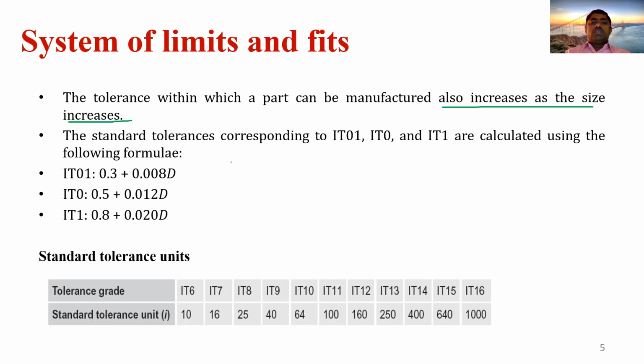So the standard tolerances: the relation between the tolerance grade and diameter. IT01 is 0.3 plus 0.008 D. For the IT0 tolerance grade, we have the linear relationship 0.5 plus 0.012 D. Similarly, for IT1, it is 0.8 plus 0.02 D. For the remaining IT6 to IT16 tolerance grades, we have the fundamental tolerance unit I.